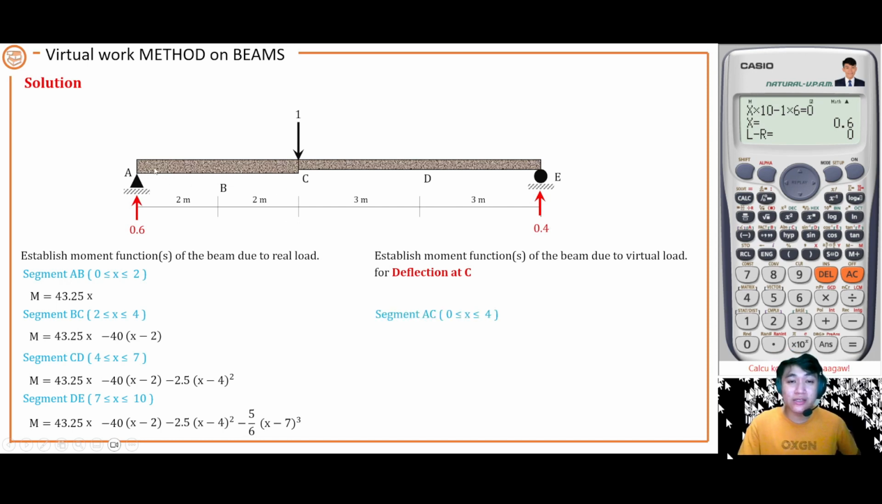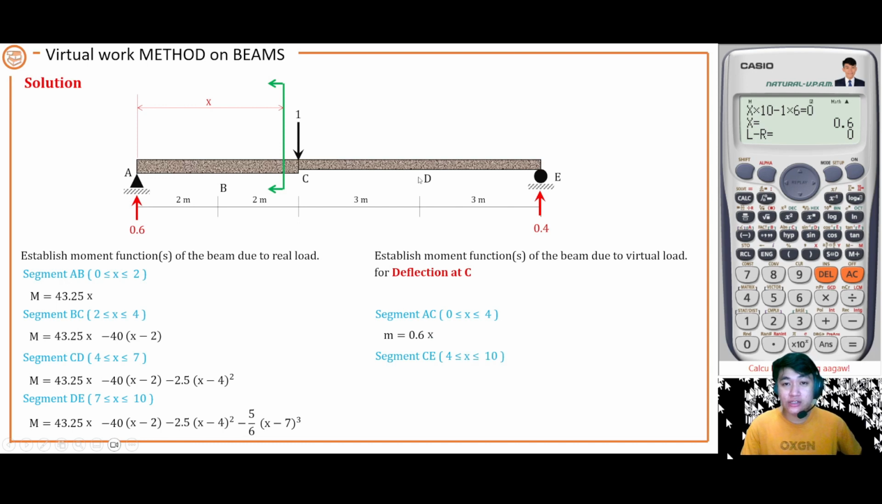We have two segments here, so cut the section at A to C rather. Take note that the value of x here is limited to 0 to 4 only, meaning A to C is also A to B, then B to C. Later on, if we tabulate this, the segments A to B and B to C correspond to these two. Then let's cut the section at B to C or at A to C, anywhere. That is a distance x. Let's take moment about that point. So we have 0.6 times x clockwise moment.